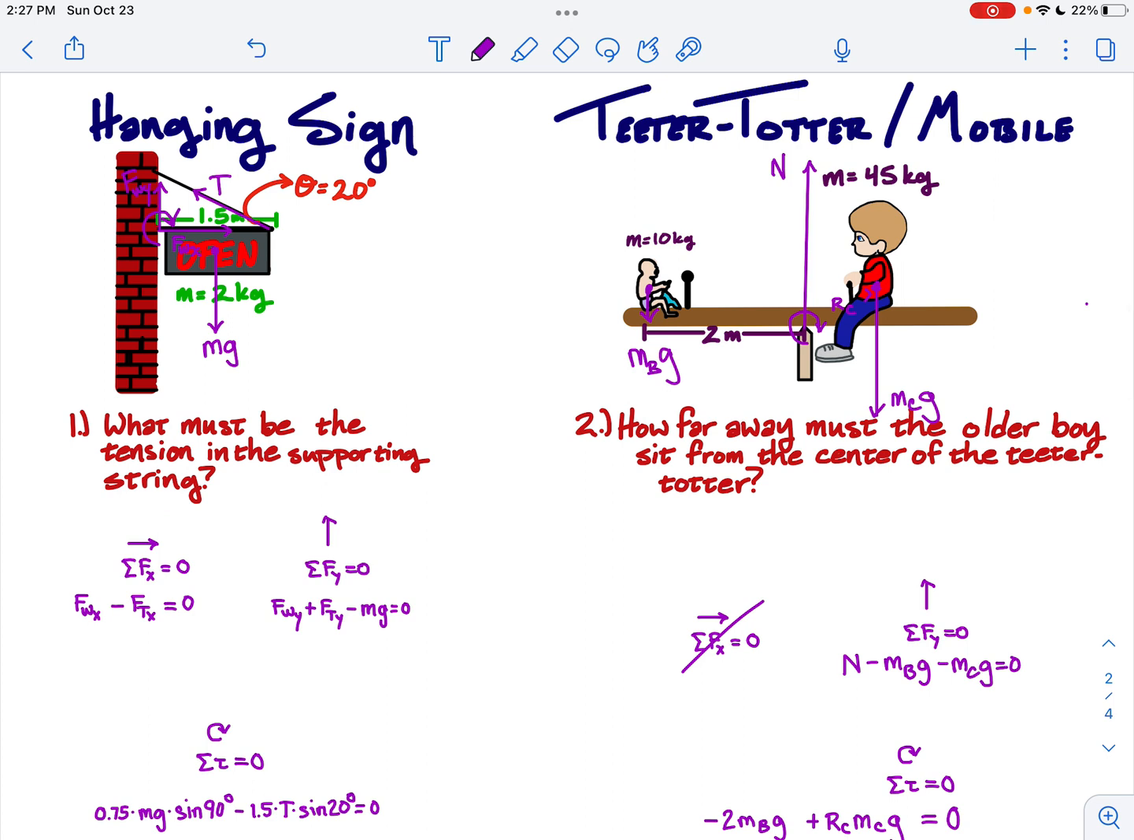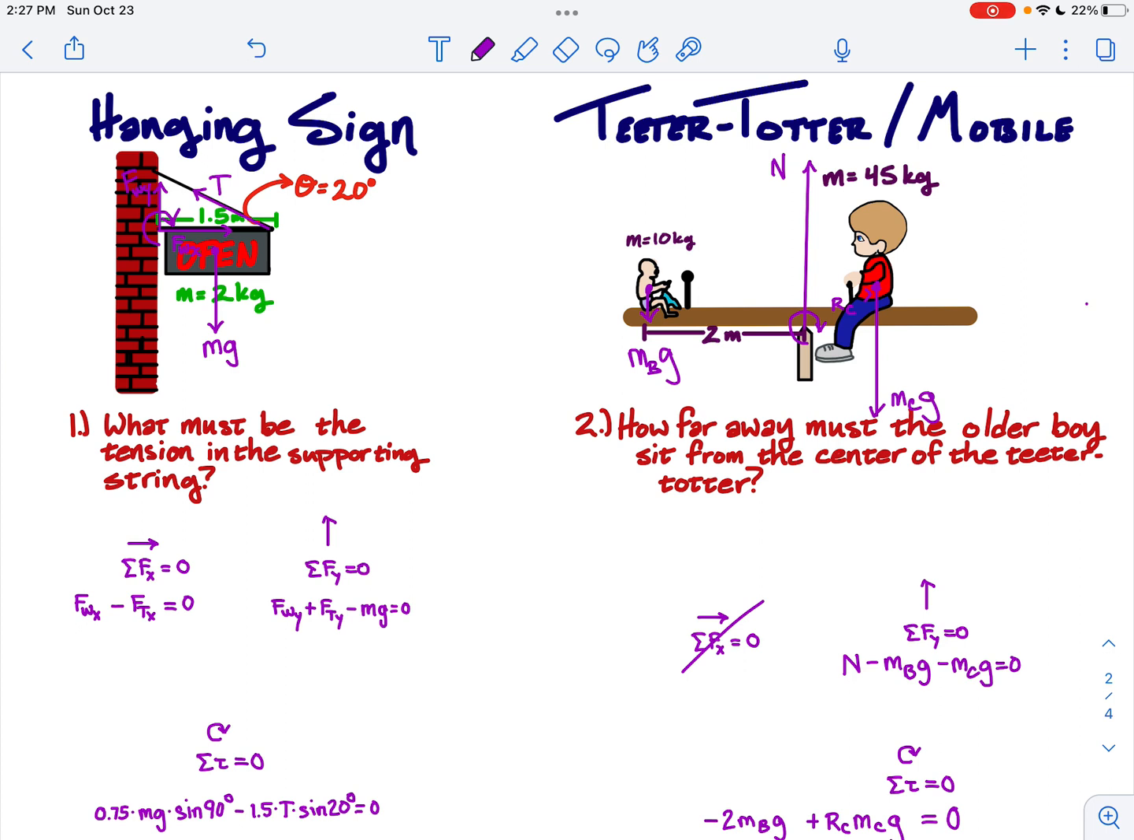Number 2, teeter-totter. You're going to see a lot of these. How far away must the older boy sit from the center of the teeter-totter? To do this one, you could write an x-force equation, but there aren't any x forces. So we're going to ignore that one. All the forces are in the y direction, so you could write a y force equation.